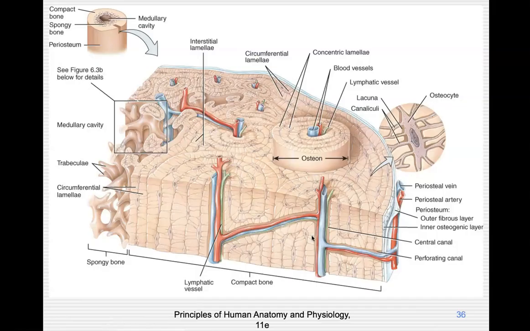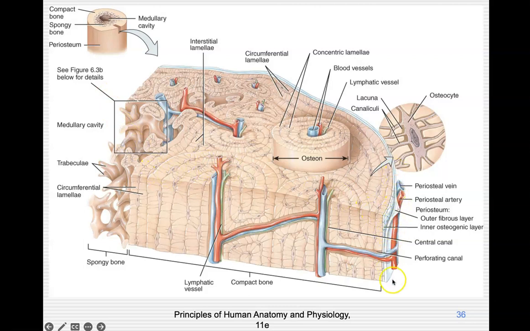So, and again, I love this image. You can kind of keep going back to this image because I feel like it really gives you the big picture. So here again, you have some type of long bone, and they've done a cross section here through the diaphysis, through the shaft. So you can see all of the different layers.